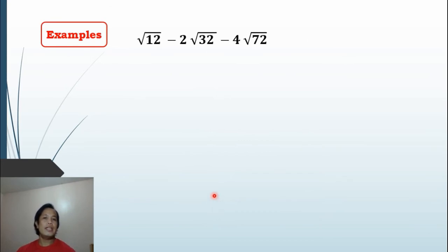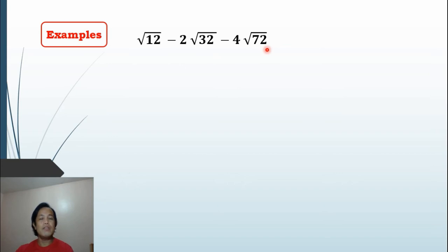For example, we are given these radicals. Square root of 12 minus 2 square root of 32 minus 4 square root of 72. This time, as you have observed, the index are the same. We have here square root, that means 2, 2, and 2. Our index is 2, so meaning there is no problem with the index. They are similar. How about with the radicand? So we have 12, 32, and 72.